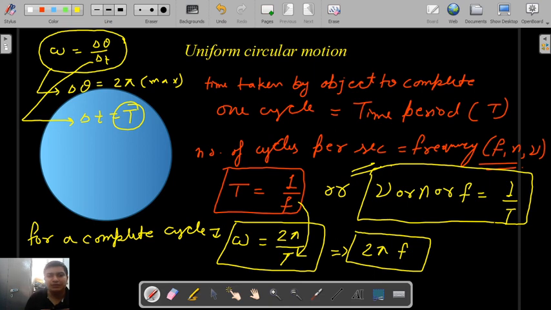Okay, so 2 pi f. So this is the physical significance, the meaning of angular velocity, time period, frequency in the case of uniform circular motion. Now in the next lectures we will study different physical problems related to uniform circular motion. I hope till here you have got the idea of uniform circular motion and what the target of our study in this chapter was.